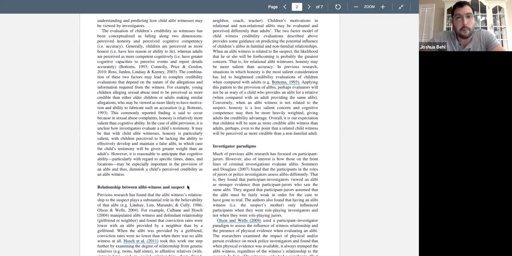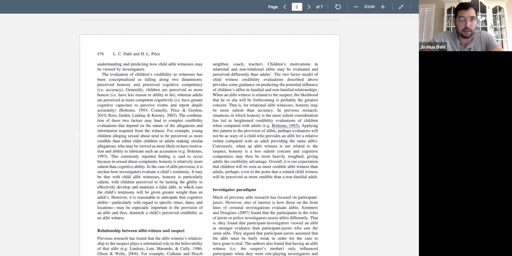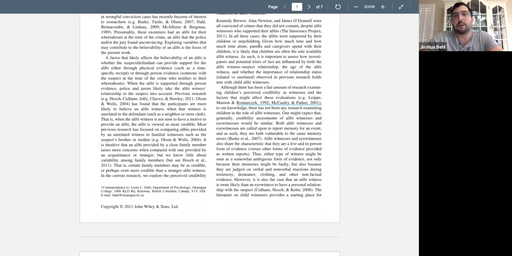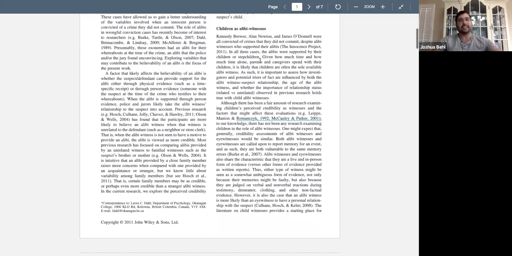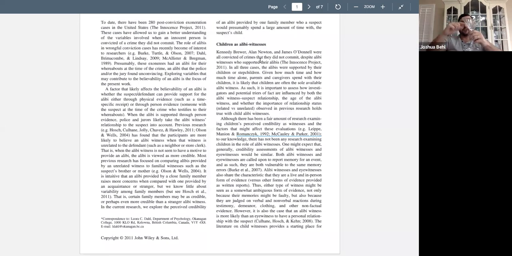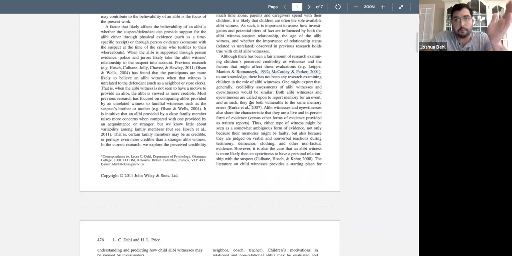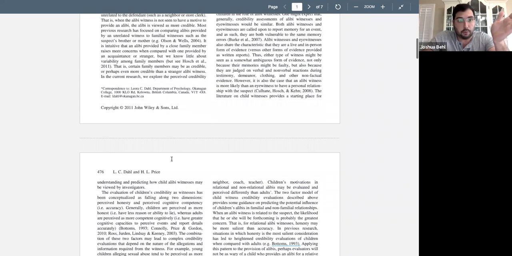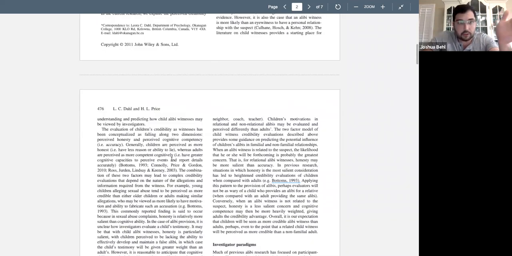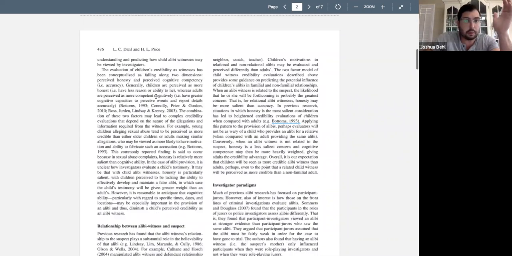I guess that's the same word, and we'll get to investigator paradigms in a minute. So in this whole section, I'm not going to read it out to you, but you'll see where she again starts broad and kind of narrows down, getting us closer and closer to her research question. She starts again with: what is the effect of children as witnesses? Children's perceived credibility as witnesses. It gets down to the point that children's credibility has been conceptualized as following two dimensions, blah, blah, blah.